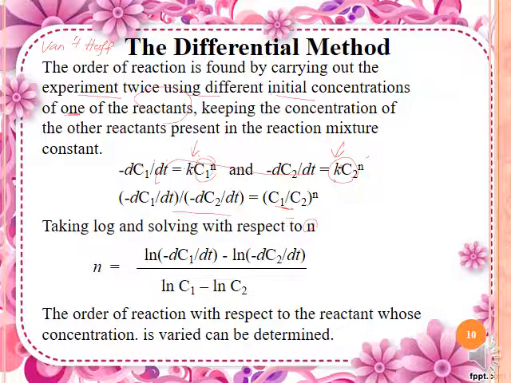And then we log with respect to n, so we end up getting this: ln dc1 over dt minus ln negative dc2 over dt, over ln c1 minus ln c2. And the order of reaction here, n, with respect to the reactant can be determined.